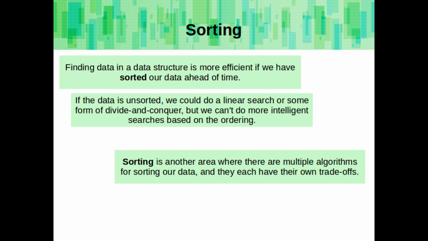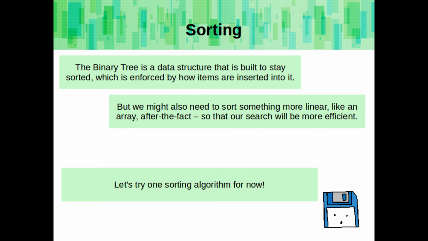Finding data in a data structure is more efficient if we have sorted our data ahead of time. If the data is unsorted, we could do a linear search or some form of divide and conquer, but we can't do a more intelligent search based on the ordering. Sorting is another area where there are multiple algorithms for sorting our data, and they each have their own trade-offs. The binary tree is a data structure that is built to stay sorted, which is enforced by how items are inserted into it. But we might also want to sort something more linear, like an array, after the fact, so that our search later on will be more efficient.